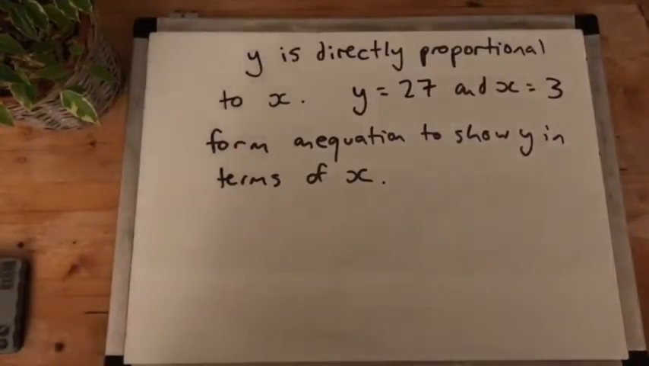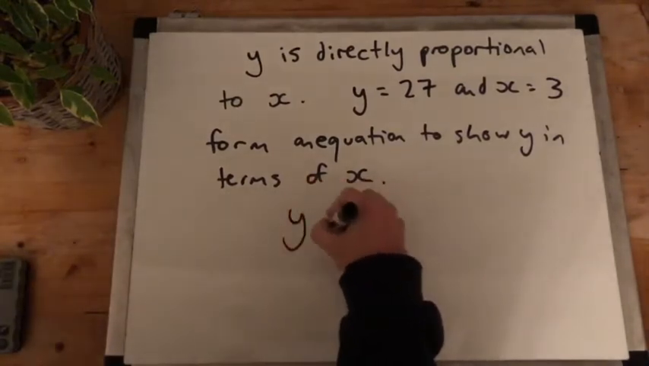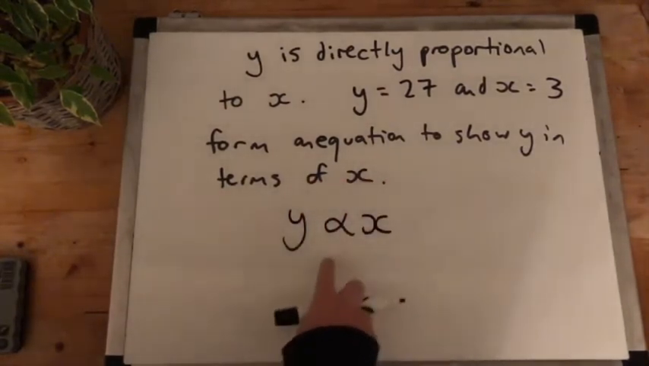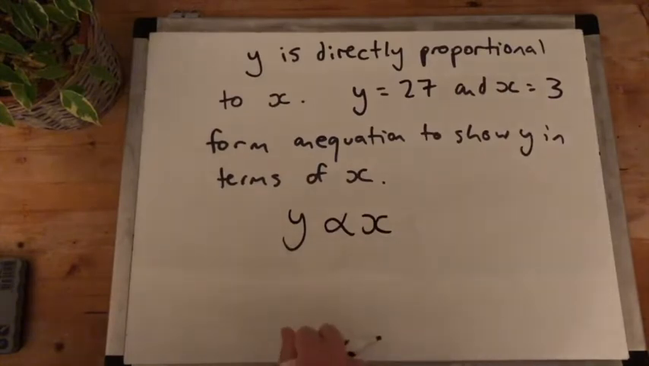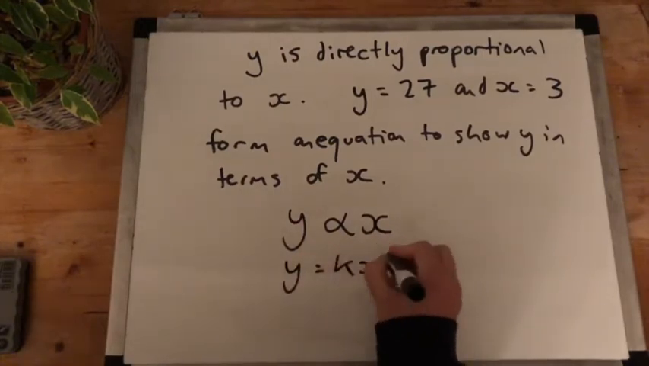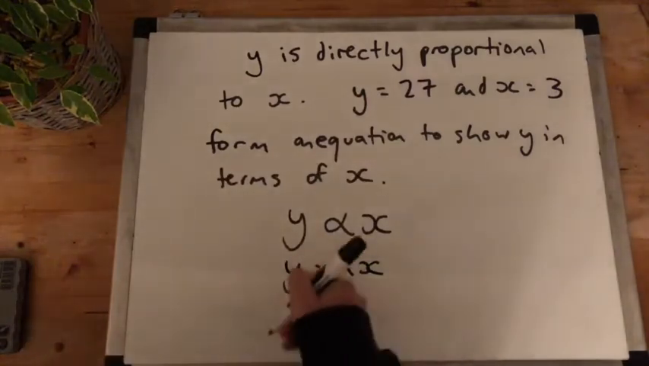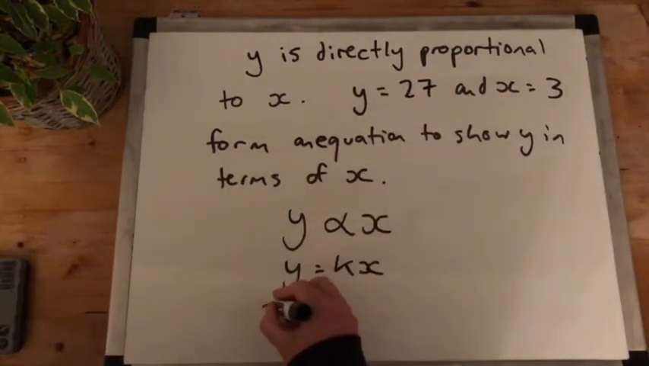Two more examples. Y is directly proportional to x. By now we know our first step. So y is directly proportional to x. Do we leave it with that funny sign there? Absolutely not. What do we swap it for? Equals k. Y equals kx. What does it tell us y is? 27. So we can swap out our y for 27.